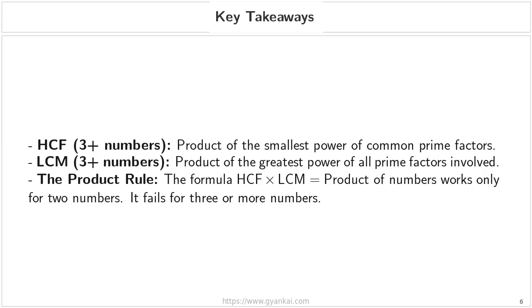Finally, I want to reiterate a very important warning from our previous slide regarding the product relationship. Please do not fall into the trap of assuming that the HCF multiplied by the LCM equals the product of the numbers. That specific identity, where HCF of a and b multiplied by the LCM of a and b equals a times b, works strictly for two numbers. As we demonstrated with our delivery route example, this rule fails when you introduce a third or fourth number into the set. Keep these 3 points in mind, as they are the foundation for solving more complex problems.